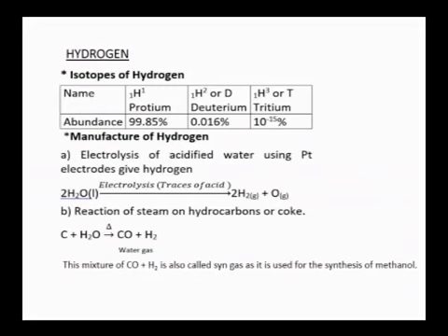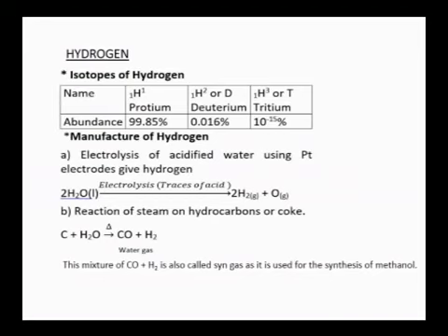So the first topic is hydrogen, and hydrogen exists as three isotopes: ordinary hydrogen, also called protium, heavy hydrogen or deuterium, and radioactive hydrogen or tritium. Protium is denoted as 1H1, deuterium 1H2 or D, and tritium 1H3 or T. For your information, protium is the only isotope of hydrogen, or the only element in the periodic table, which has 0 neutrons in its nucleus, and hydrogen can be manufactured by the electrolysis of acidified water.